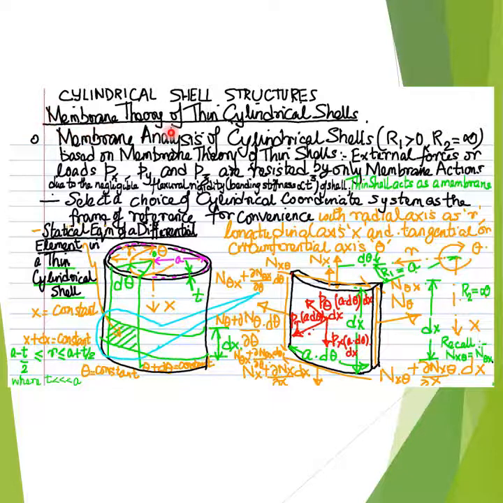and the membrane theory of thin cylindrical shells can be summarized or stated in a nutshell by the statement that the externally applied loads or forces acting on a thin cylindrical shell element are resisted primarily or predominantly by the internal in-plane or membrane actions Nx, Ny, and Nxy only.